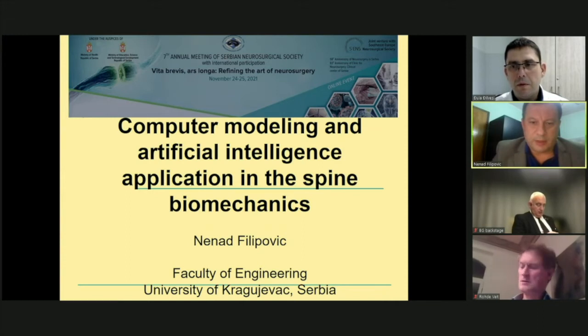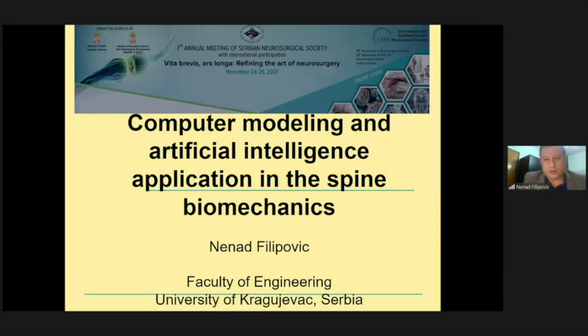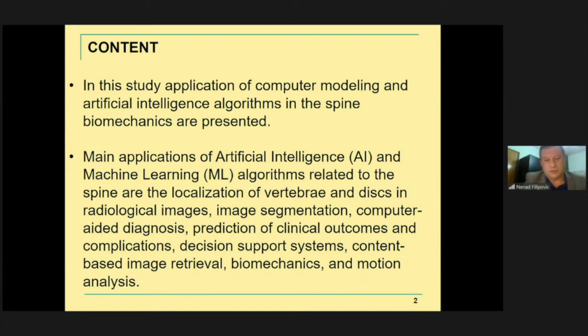And I will present the lecture, which is actually a combination of artificial intelligence application and also physical-based modeling in biomechanics. In this presentation, you will see the beyond state-of-the-art of computer modeling and artificial intelligence algorithms in spine mechanics, where we apply some very new algorithms for artificial intelligence and machine learning, and also image segmentation with localization of vertebra and disc in the radiological images and computer-aided diagnostics. And we developed some kind of decision support system with prediction of the disease, this hernia, and also biomechanics and motion analysis.